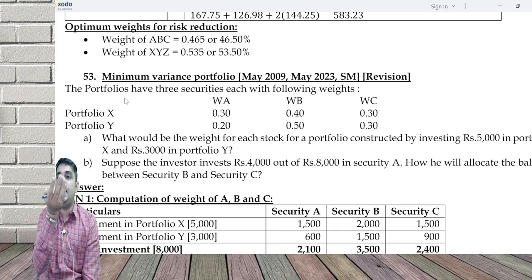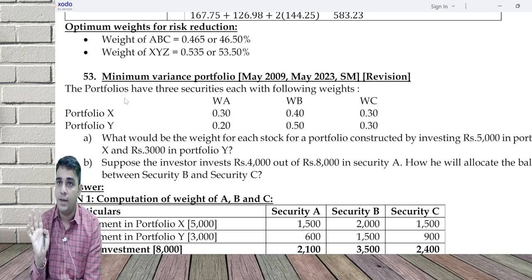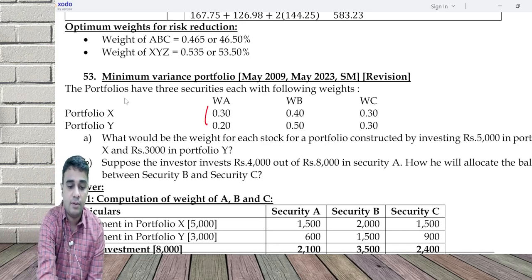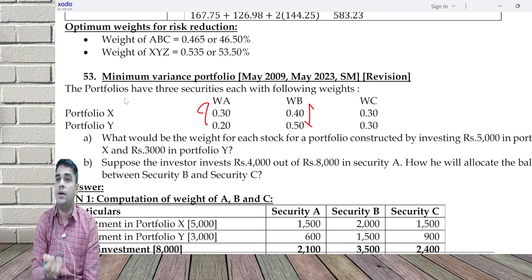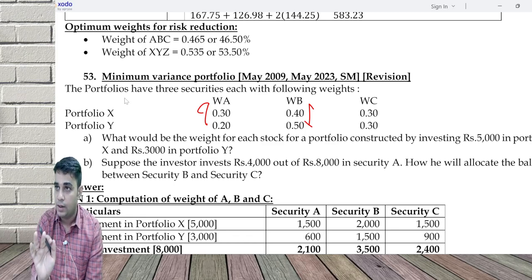If you increase A, decrease B, because C will only be 0.3. C is very clear. I want 0.3. You are increasing A, B decreases. You increase B, A will decrease. This is what the concept is.